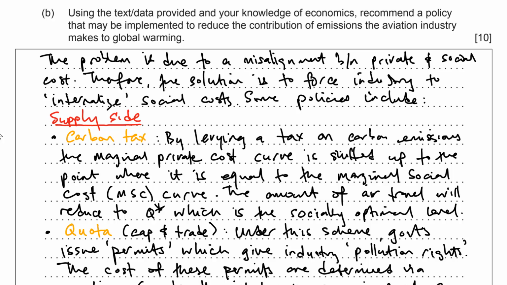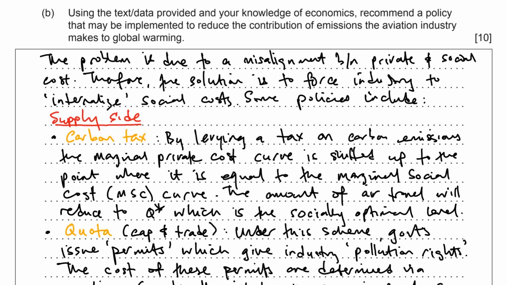Well, I wouldn't say there's no right or wrong answer. I would say there's a list of accepted things that you can talk about. I'd start off by saying the problem is due to a misalignment between private and social costs. Therefore, the solution is to force industry to internalize social costs. Some policies include, these are some of the policies that government can implement, or things that we can use as a society to reduce or discourage that overproduction or overconsumption, and to realign that private and social cost.